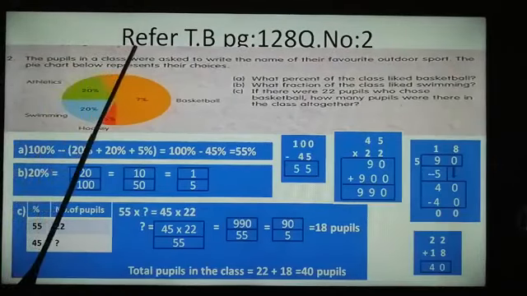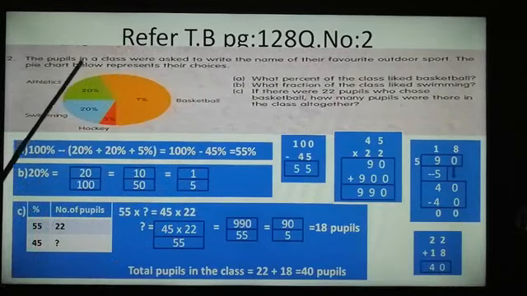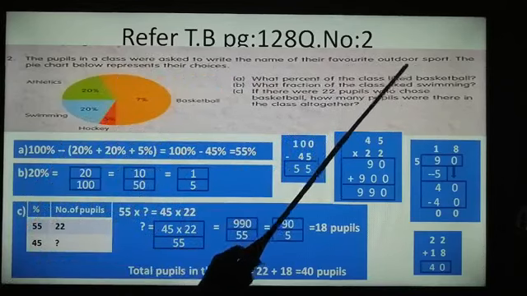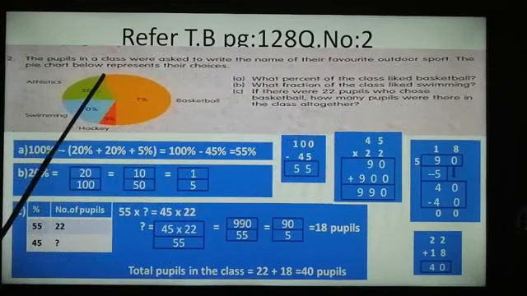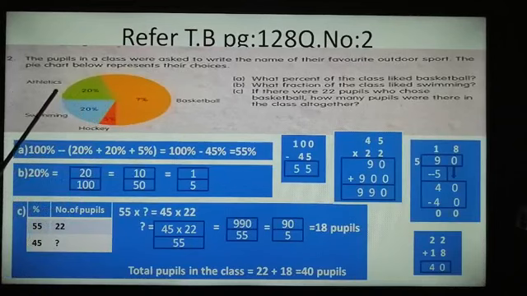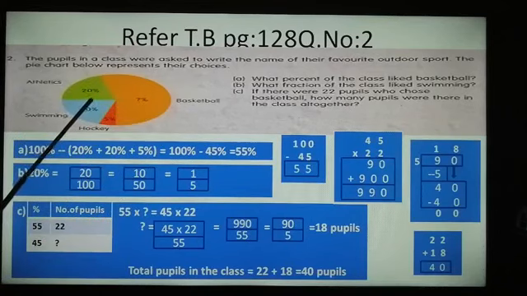Question number 2 from textbook page number 128. The pupils in a class were asked to write the name of their favorite outdoor sport. The pie chart below represents their choices. In this pie chart, it is given the outdoor sports, that means athletics, swimming, hockey and basketball. So this pie chart is divided into 4 slices.